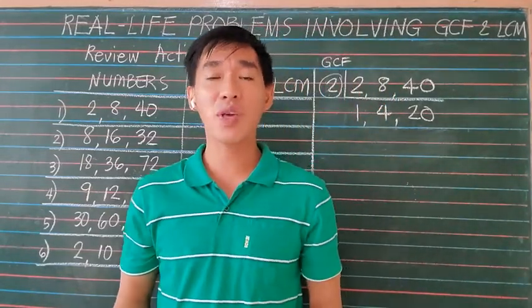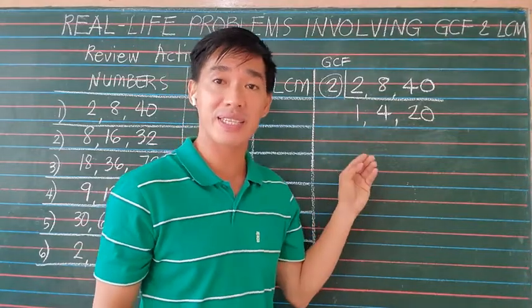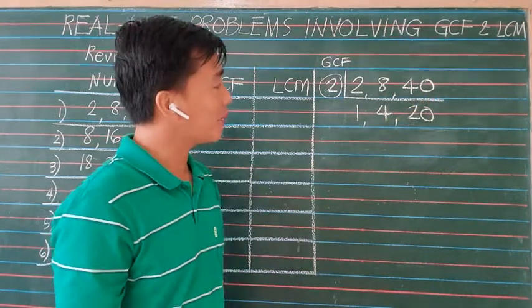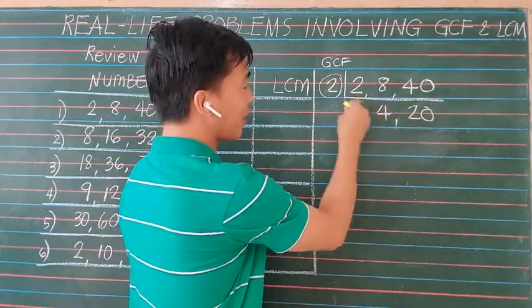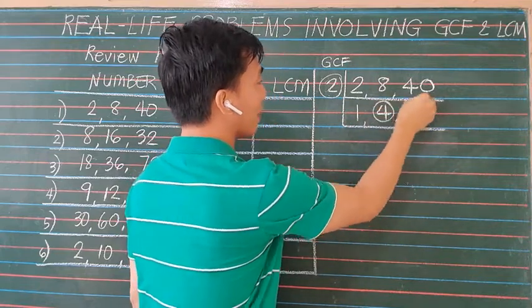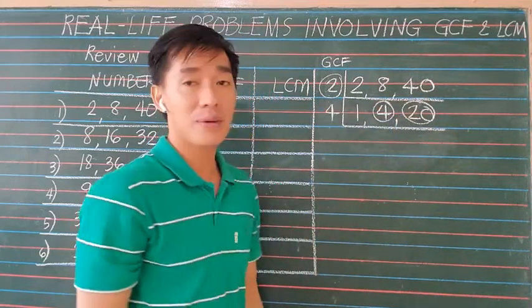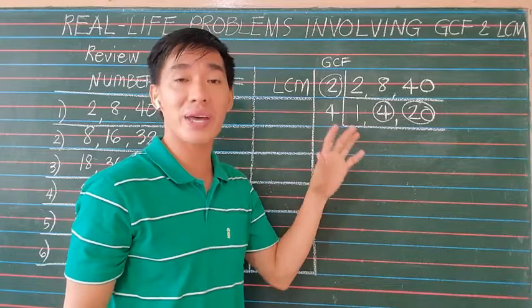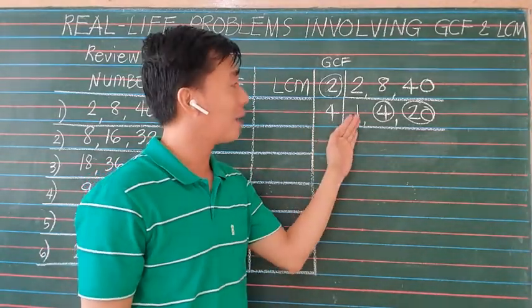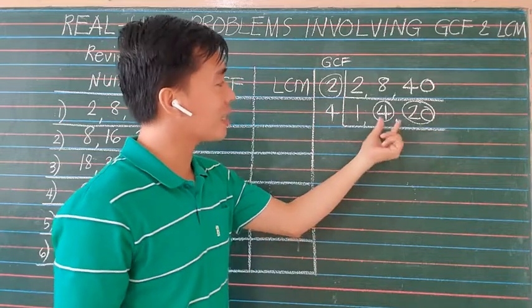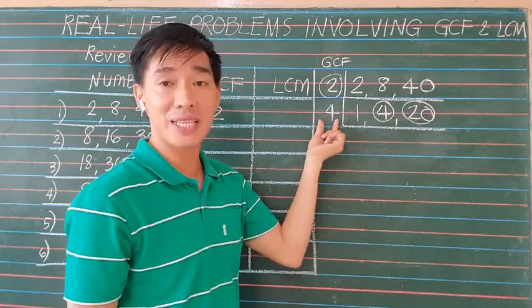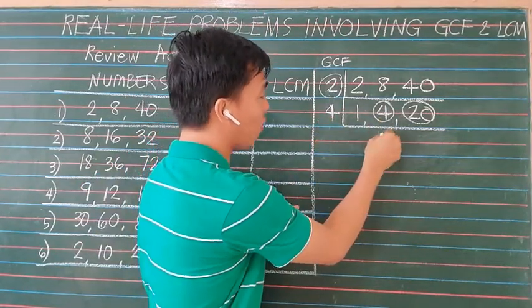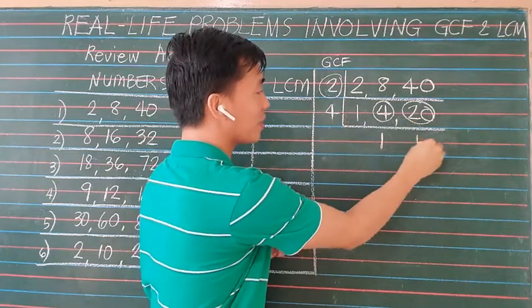For the LCM, we could continue this process in order for us to find the LCM of this set of numbers. And with that, 4 and 20 both can be divided by 4. This is what I'm telling you before na kahit hindi po prime yung i-divide natin, okay lang as long as pwede nating i-divide yung mga numbers natin dito. So in this case, 4 and 20 both can be divided by 4. So 4 divided by 4, the answer is 1. And 20 divided by 4, the answer is 5.